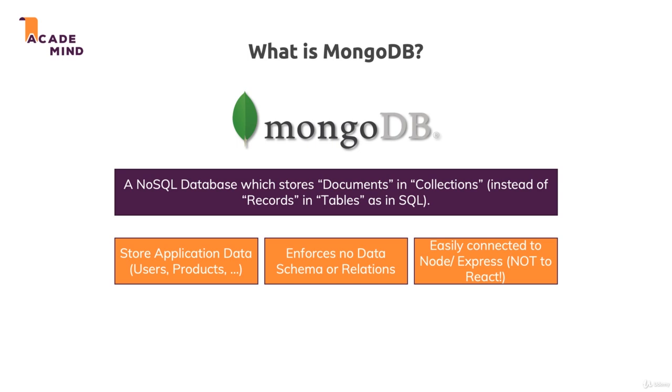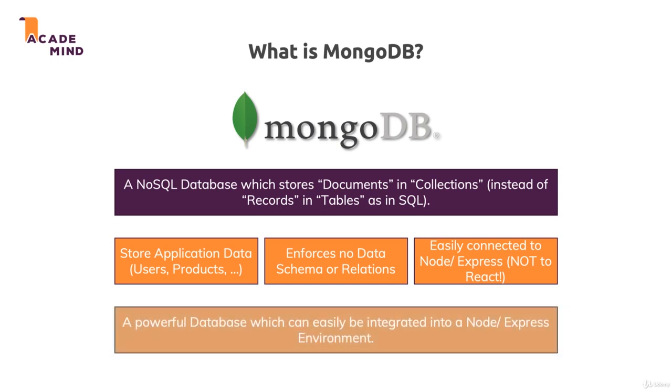Now, for security reasons, as you will also learn throughout this course, we don't connect to MongoDB directly from inside our React application. Instead, we do that with the help of Node and Express, and that is how we then have all these technologies work together. So it's a powerful database which can easily be integrated into a Node Express environment. Technically, however, you could also swap MongoDB for other database engines. It wouldn't be the MERN stack anymore because, well, our M would be gone. But of course, you could also build an app with React, Node, Express, and some other database. But as I said, MongoDB really works well and is super easy to use.